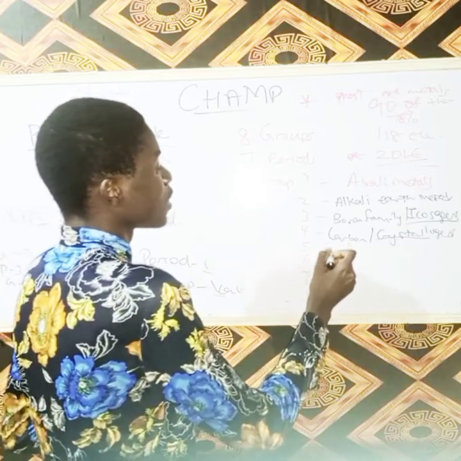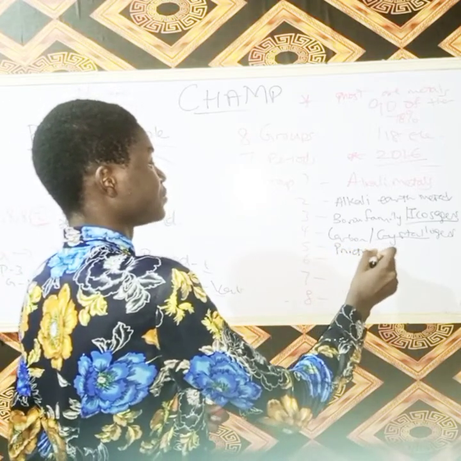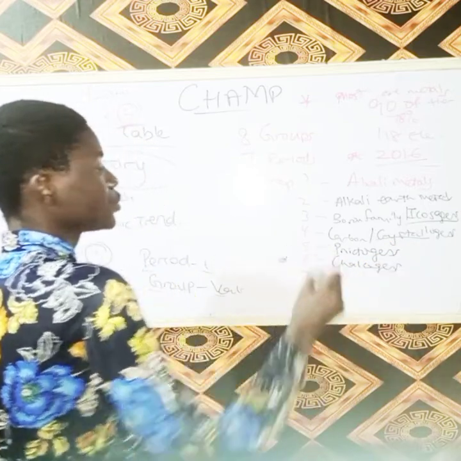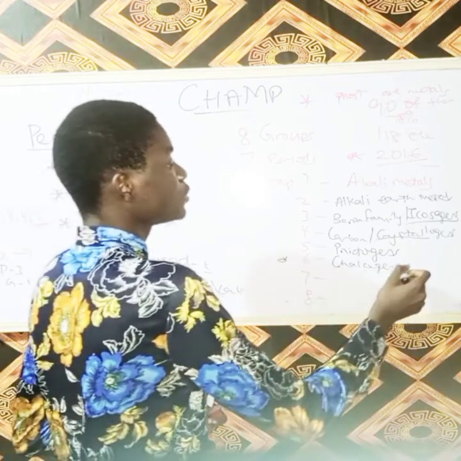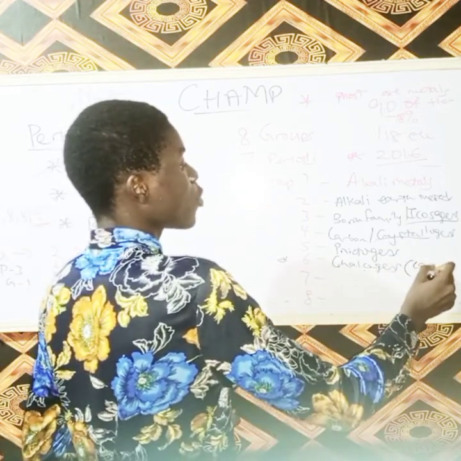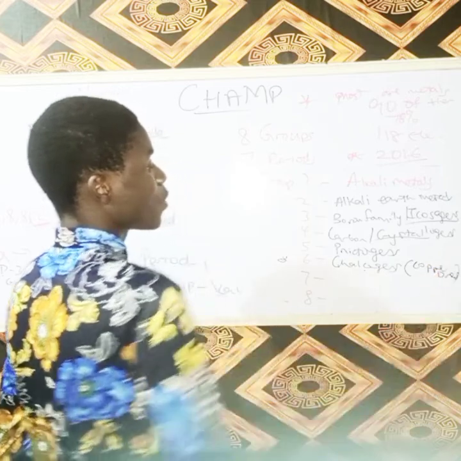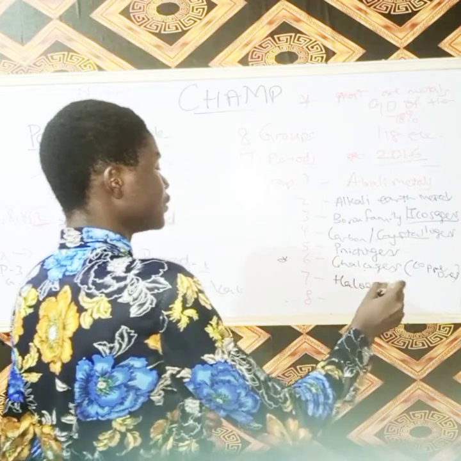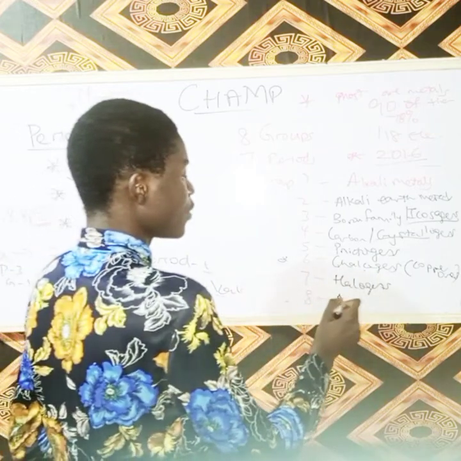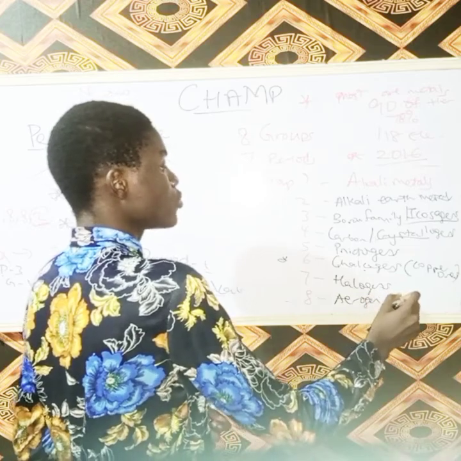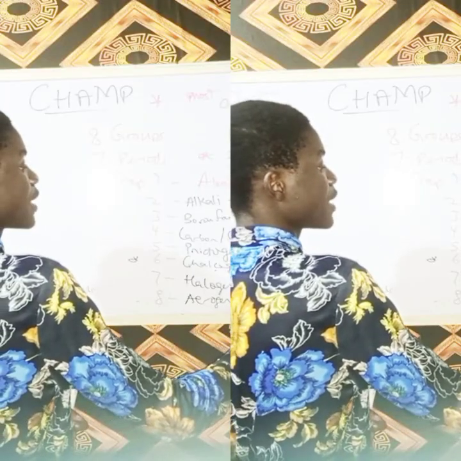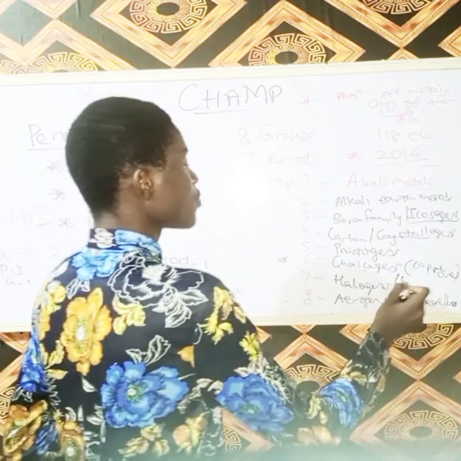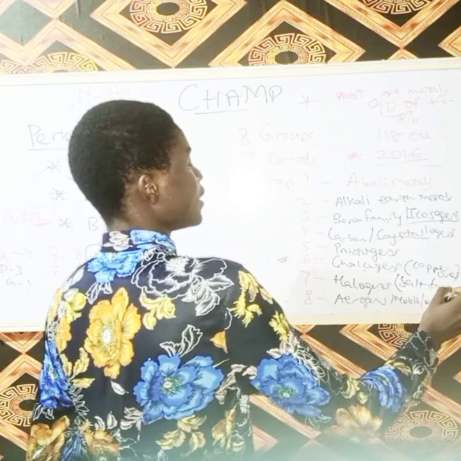Group 5 is what? Pnictogens. Then we have group 6, the chalcogenes. The reason why they are called chalcogenes is because they have affinity for copper ores. Then group 7, they are what? Halogens. And group 8 are what? Aerogenes, or noble gases, or rare gases, or inert gases. Now the meaning of halogens is salt formers. They form salts.